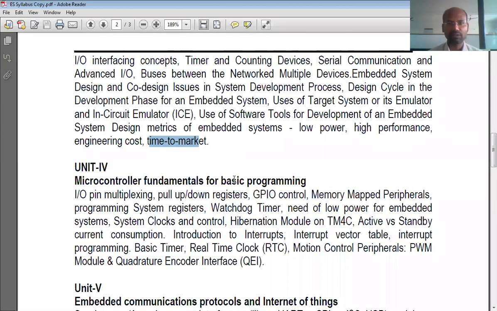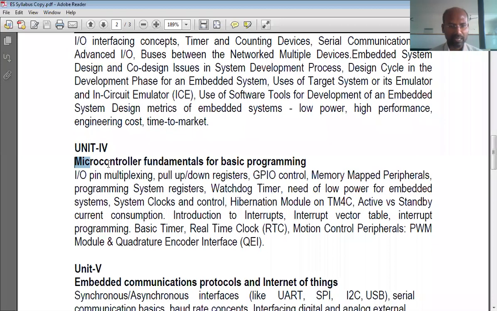In Unit 4, the name of the unit is microcontroller fundamentals and basic programming. So far we have talked about different things like different peripherals and so on, but not actually how to program the microcontroller. We have talked about how to design it, what the requirements are, and so on. In Unit 4, we will see the programming itself.